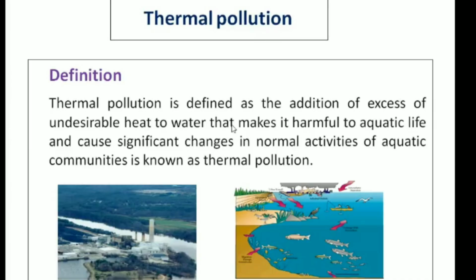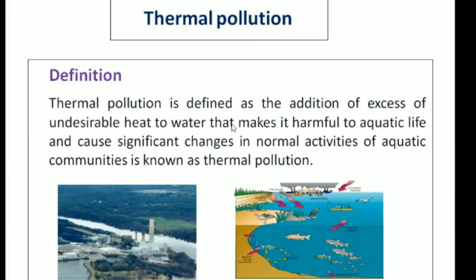Thermal pollution is defined as the addition of excess undesirable heat to water that makes it harmful to aquatic life and causes significant changes in normal activities of the aquatic communities. That is known as thermal pollution. So, if you have the presence of excess undesirable heat in water, then it is known as thermal pollution.